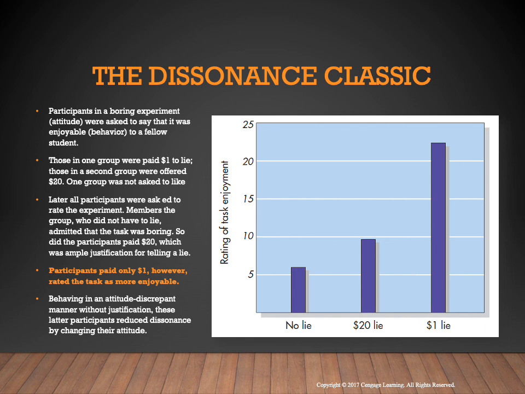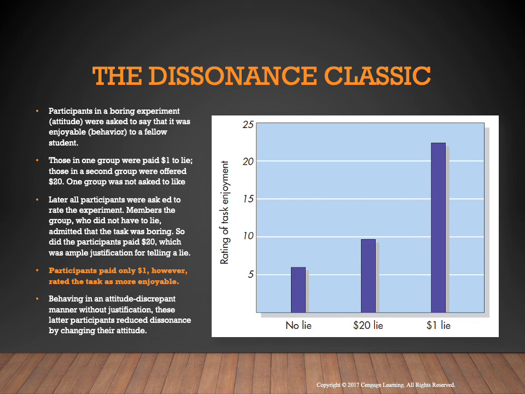Participants were divided into 3 groups, and each were asked to speak to a fellow student about participating in the experiment. One group was allowed to say whatever they wanted, and the other 2 groups were asked to lie. In the 2 groups that were asked to lie, there were 2 different conditions. One group was paid $20 to lie, while the other group was paid $1 to lie. A little bit later, all participants were asked to rate how much they enjoyed the experiment.